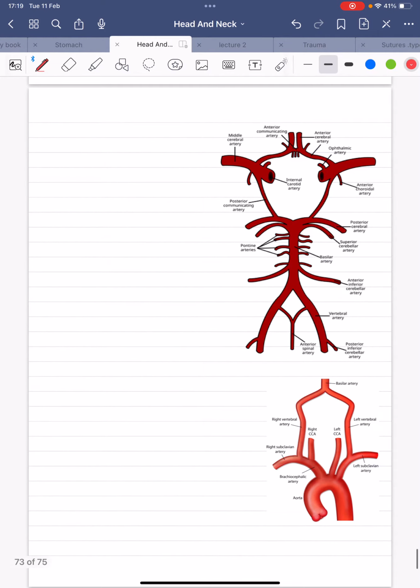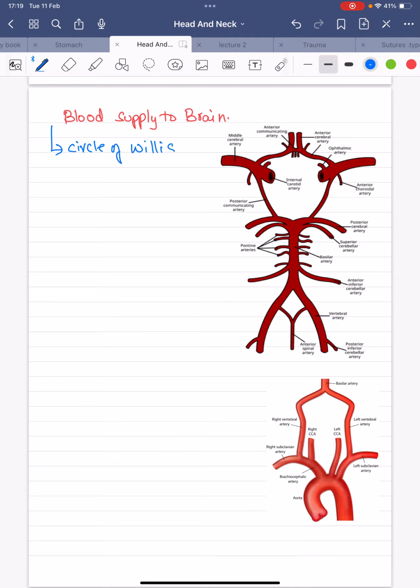Hello everyone. So today we are going to discuss the blood supply to the brain. Please remember, blood supply to the brain is given by a circle that is shown in the diagram. This is known as the circle of Willis.